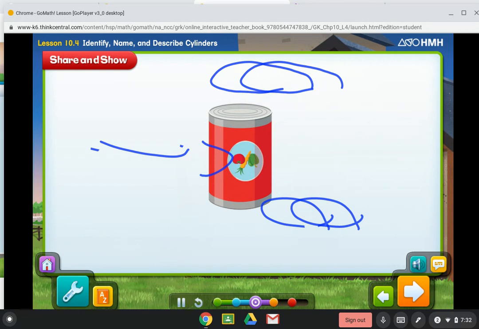You can use the three-dimensional shapes tool in your toolbox to take a closer look at a cylinder. Try to move the cylinder so you can see it from all sides.